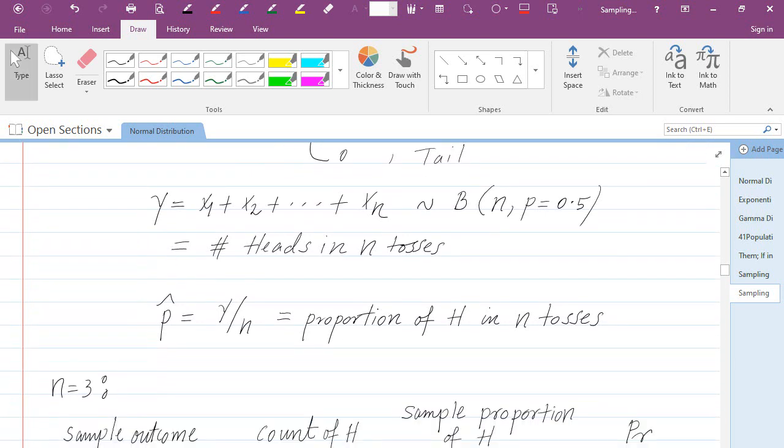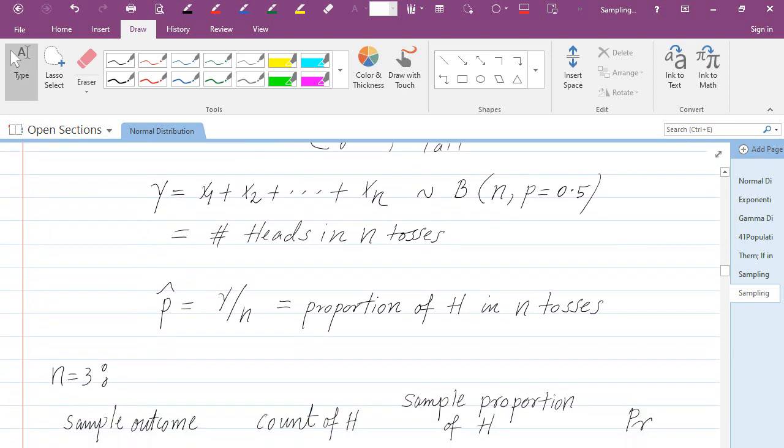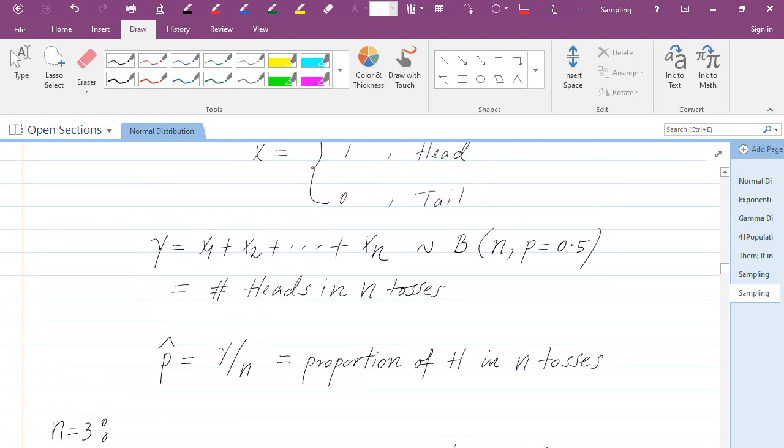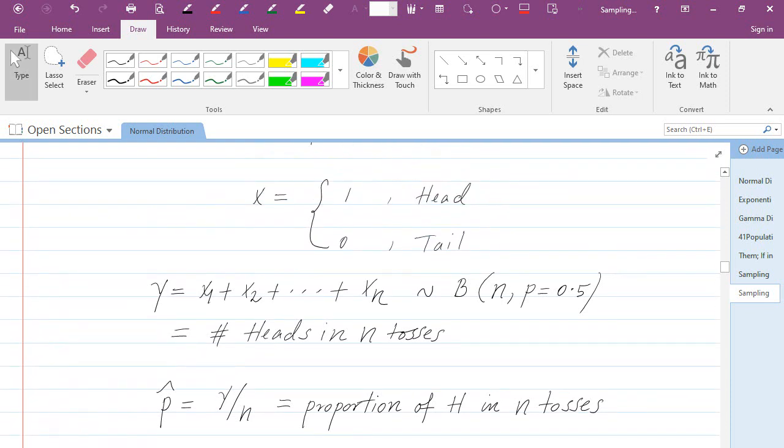And then what is the sample proportion here? Well, it is y divided by n. That is, the number of successes divided by the number of trials, here the number of tosses n, and that's the proportion of heads in n tosses. So that's p hat. And it turns out that y has a binomial distribution with parameters n and p equal to 0.5. I'm going to explain what this binomial distribution is in a bit.